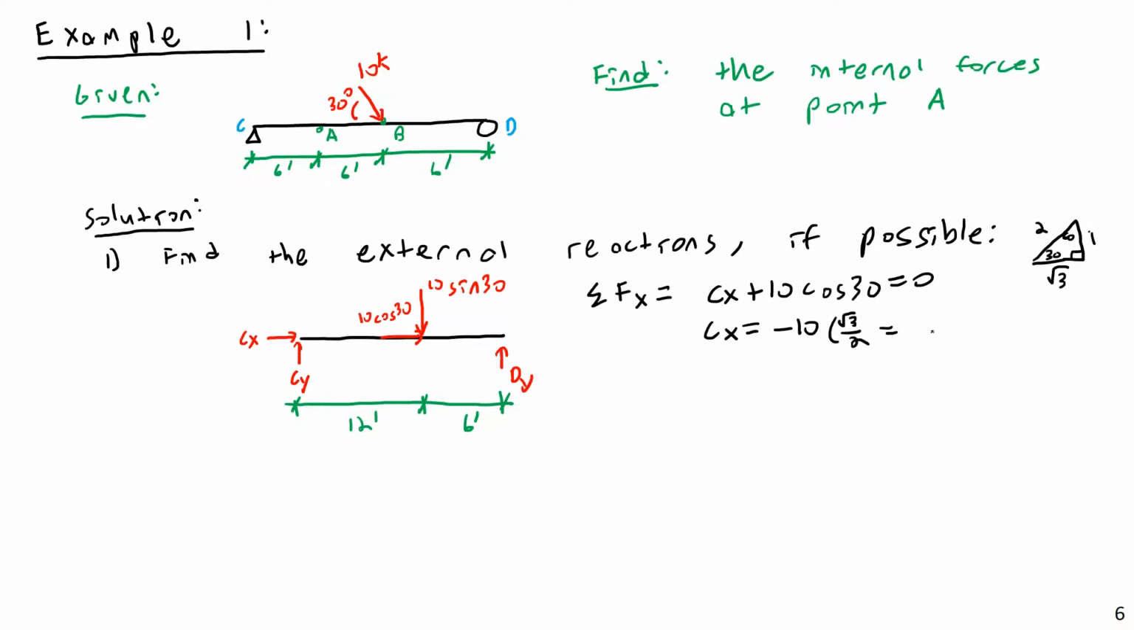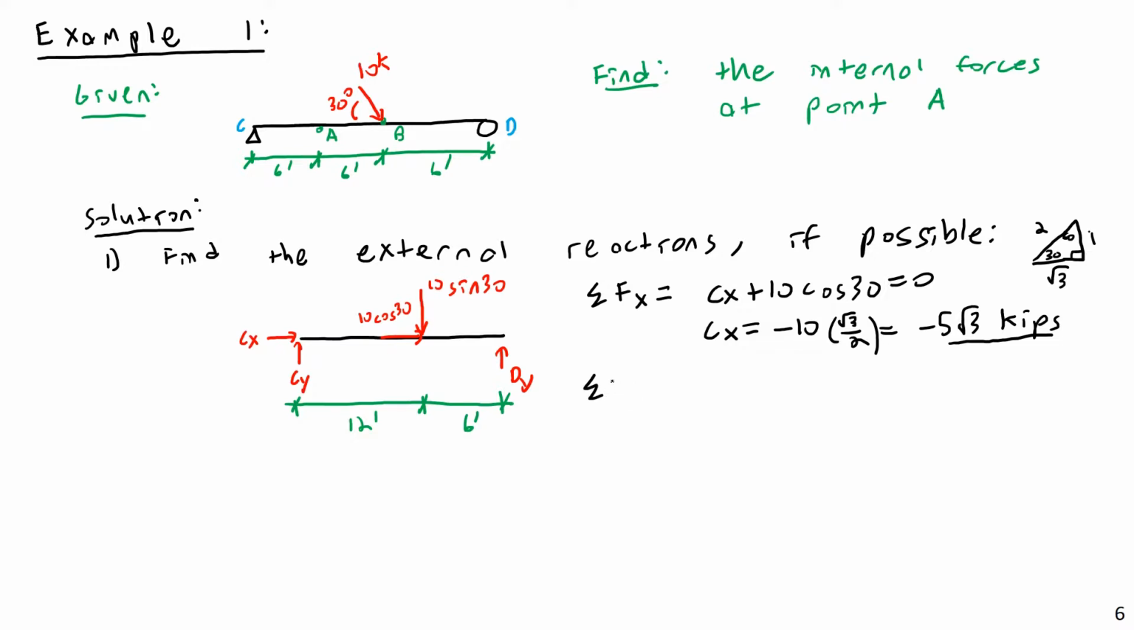Root 3 over 2, or just negative 5. Negative 5 root 3 kips. And I might just leave this in exact form for now. If it gets too bad or too ugly, I might end up switching to decimal mode. So basically we know Cx, the reaction force at point C, is going to be pulling the beam to the left, keeping it in equilibrium, canceling out the horizontal component of this force here.